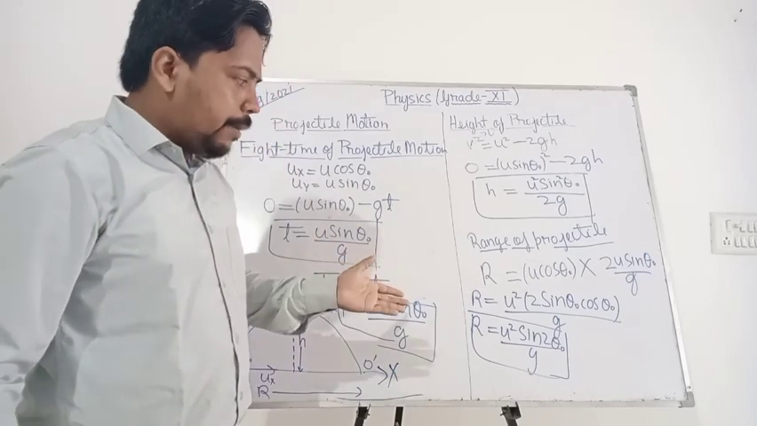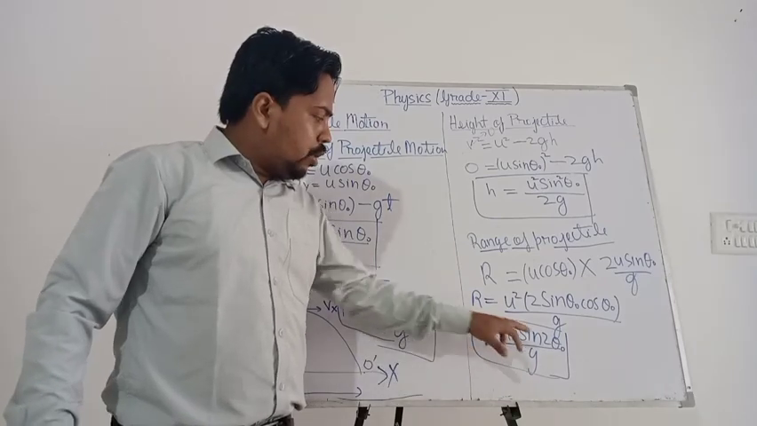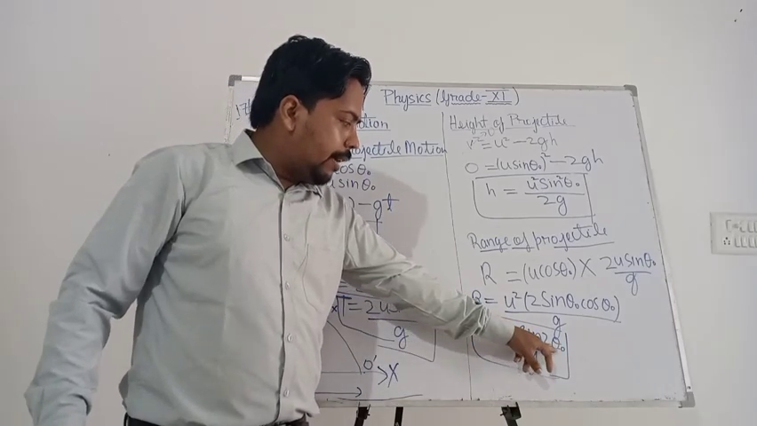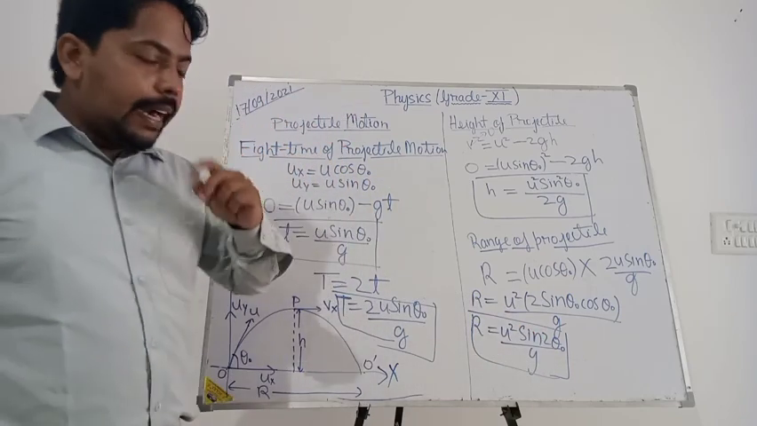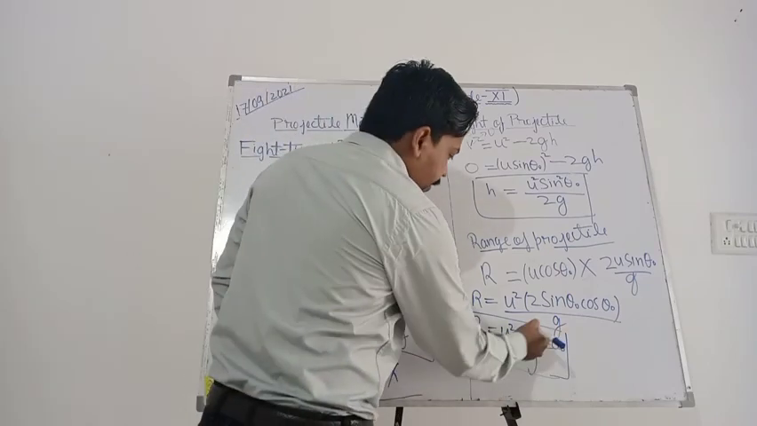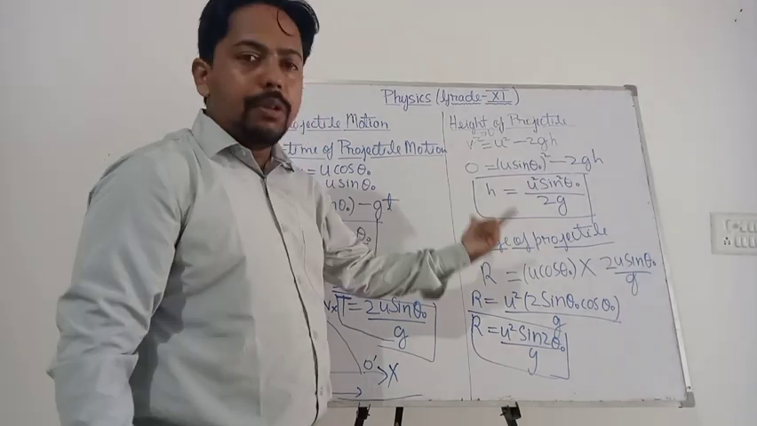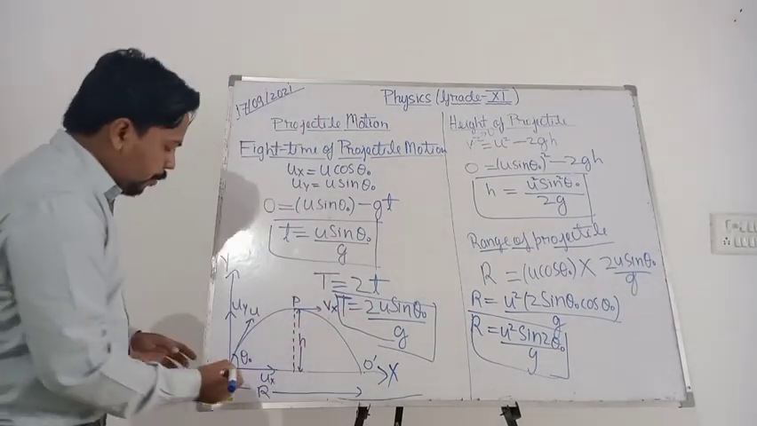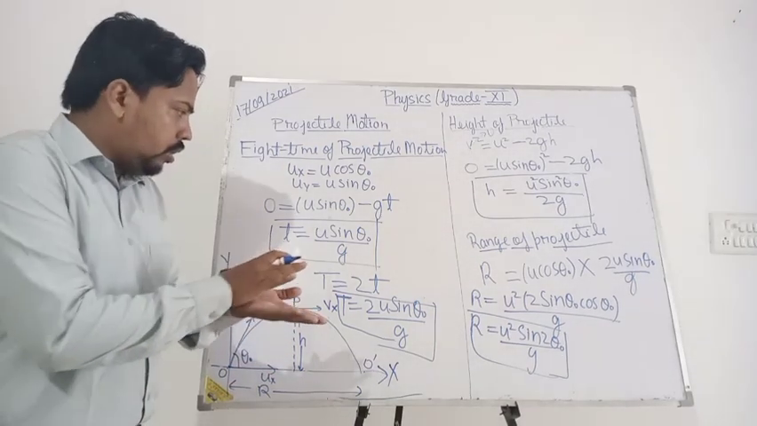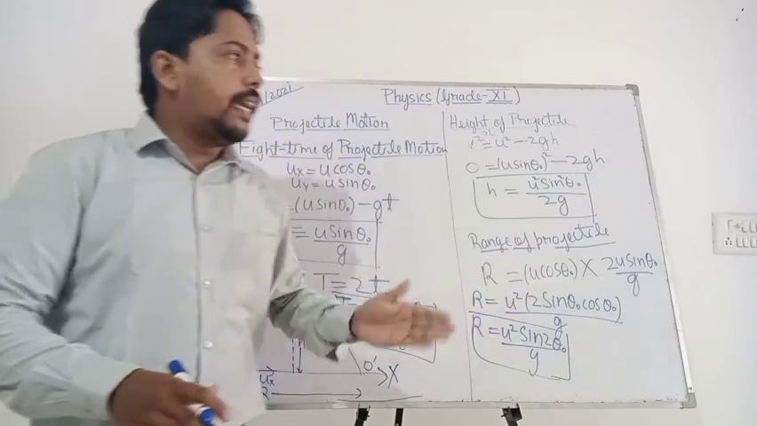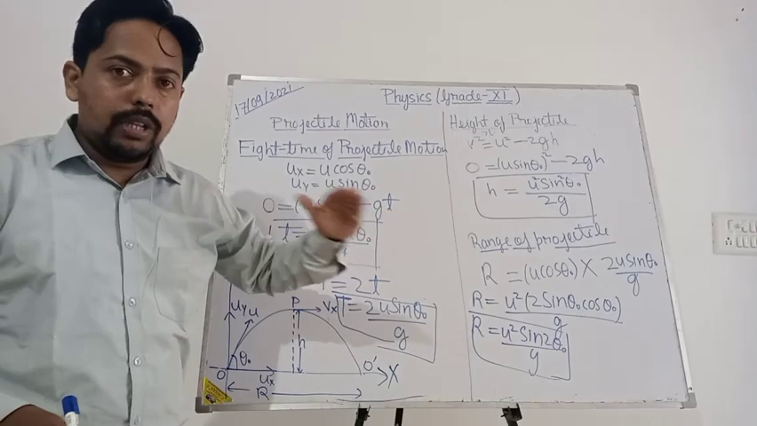Again we can apply different conditions: what will be the maximum value of this range? We can conclude that if theta is equal to 45 degrees, the value of sin 2 theta will be maximum, that is 1, and in that case we get the maximum range. That means we have to project the particle at an angle of 45 degrees with respect to the horizontal to get the maximum range, the maximum length covered by our particle on the ground level.